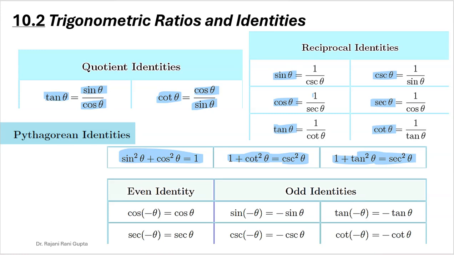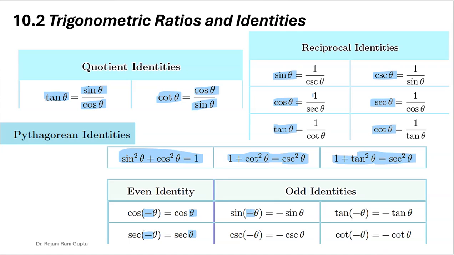Another thing that you need to know is about the negative angle. If you have cos or secant with negative of theta, this absorbs the sign. You don't have minus theta, so you will get cos theta and secant theta. That's why cos and secant are called even functions.